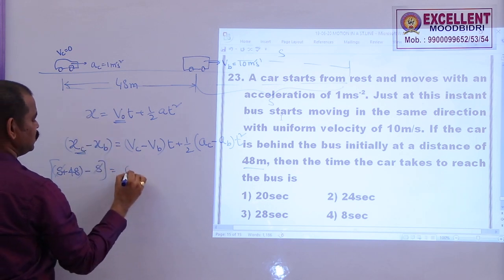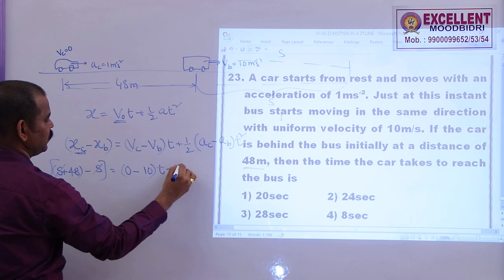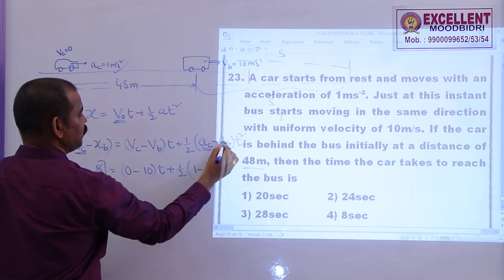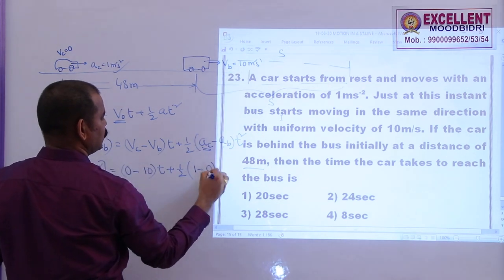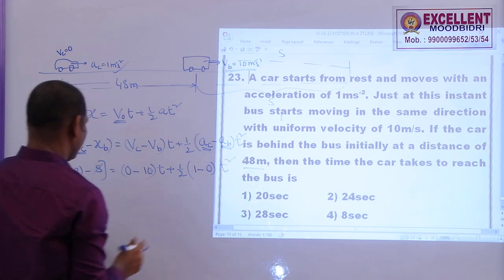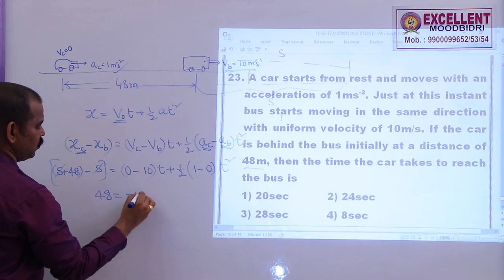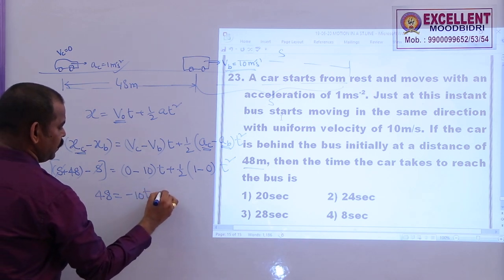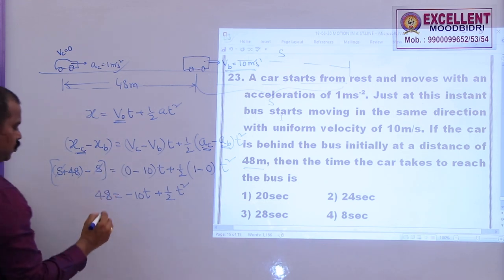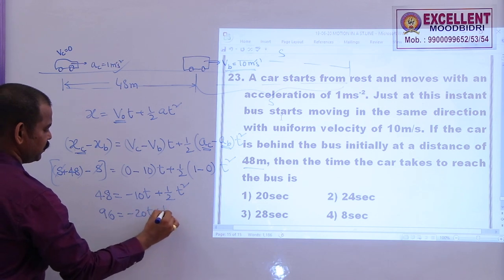So car initial velocity is 0. Initial velocity of bus is 10 into t, plus half into the acceleration of car, which is given as 1. Bus acceleration is 0. Why? Because it is traveling with constant velocity, into t square. This is how you have to write. So this will become 48 is equal to minus 10t plus half t square. This is the quadratic equation. Multiply with 2. You will get 96 is equal to minus 20t plus t square.